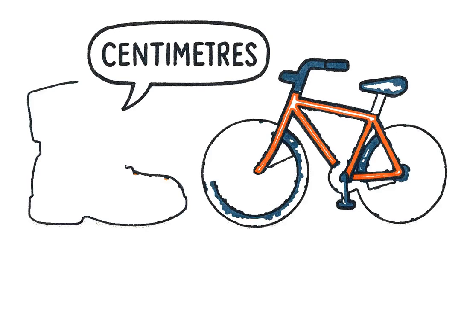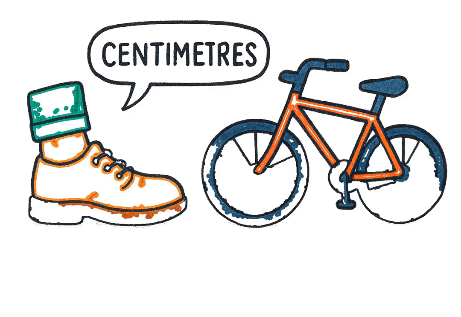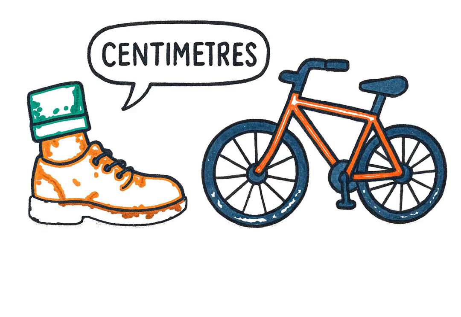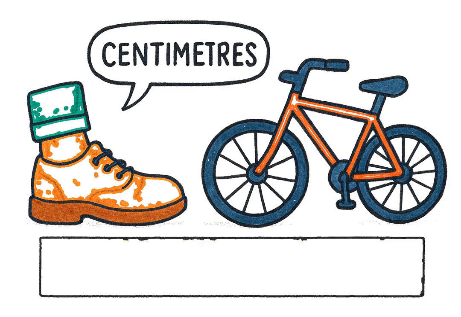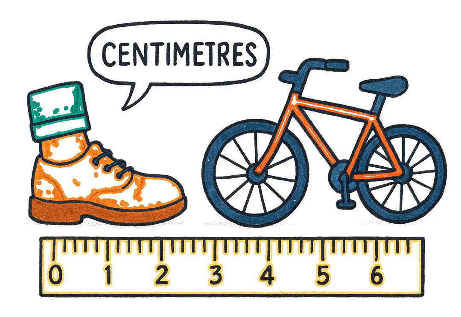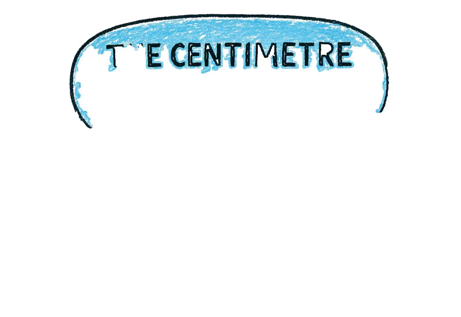This is why standard units are so important. You wouldn't order a new bike by saying you want it 5 shoes long because everyone's shoes are different sizes. But if you use centimeters, the bike maker knows exactly what you mean. The centimeter is a precise language.